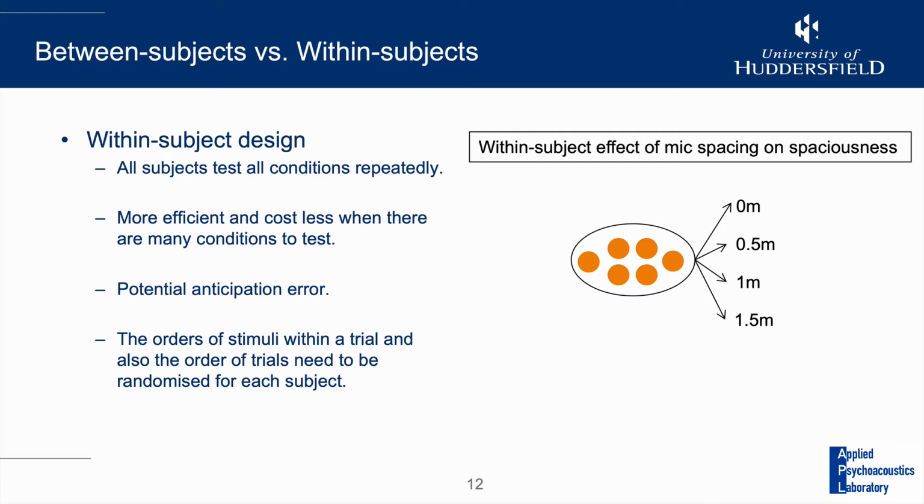But this kind of design has a potential risk for what we call anticipation error, which means the subject can recognize the pattern of the differences between the stimuli and grade them in the same way without carefully listening to them. This is especially true in multiple comparison test scenarios. That's why the orders of stimuli within a trial and also the orders of the trials within a test need to be randomized for each subject.